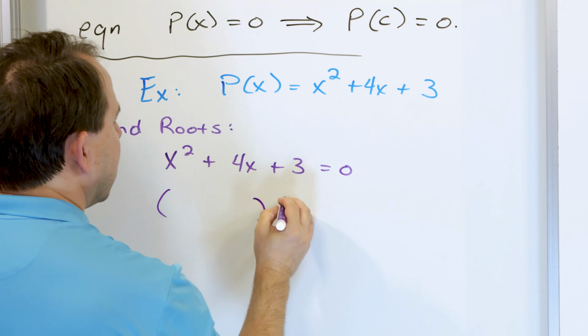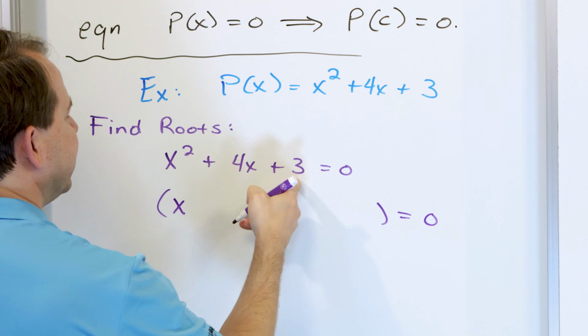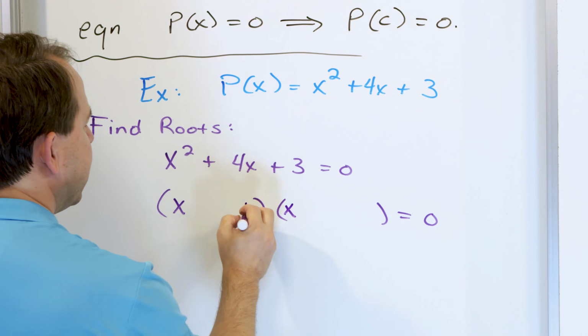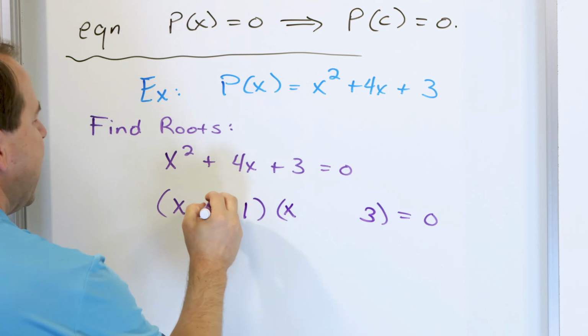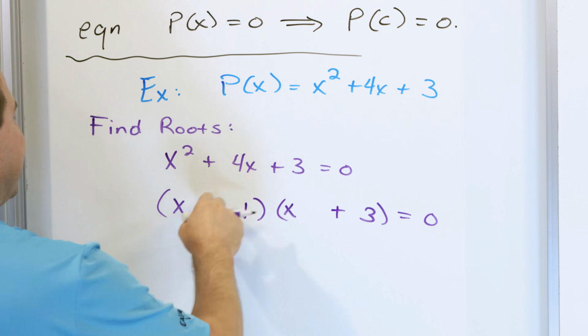Then we do our little binomial thing that we always do. We have an x squared, so it's x times x. 3 can only be multiplied by 1 times 3 to give you 3. And then we have to have plus signs here. Inside gives you x, outside gives you 3x, they add to 4x.